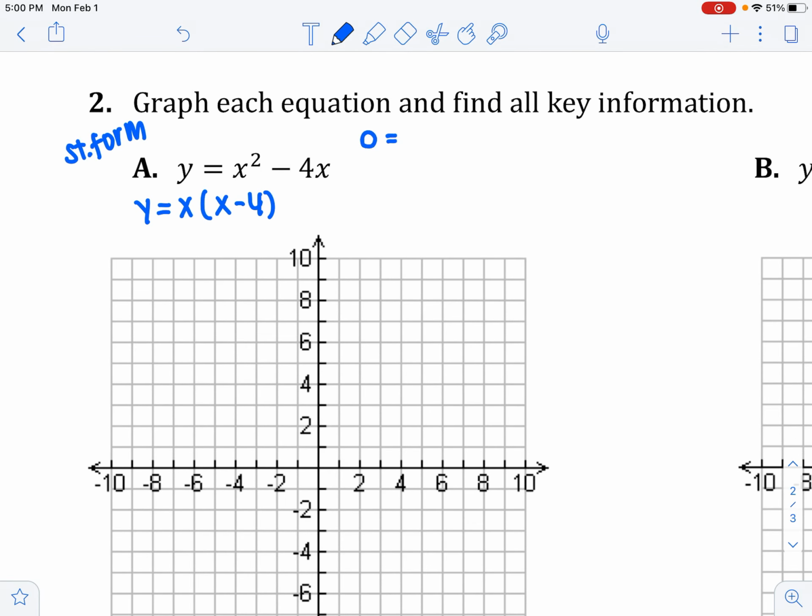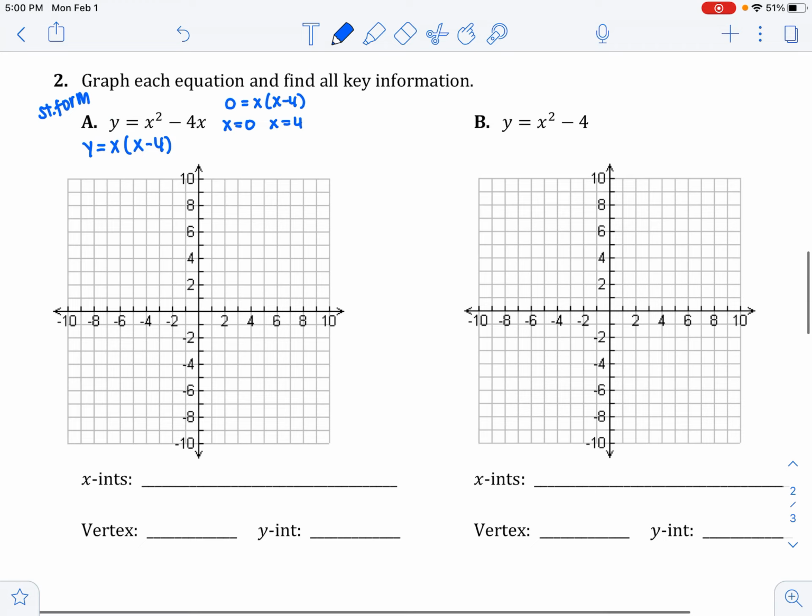Now I'm going to find my X-intercepts by setting it equal to 0 and solving. So I have 0 equals X times X minus 4. Set each factor equal to 0 and solve, and I get X equals 0 and X equals 4. Please make sure you write intercepts as points. I got 0 for X when I plugged in 0 for Y. I got 4 for X when I plugged in 0 for Y. So I have (0, 0) and (4, 0).